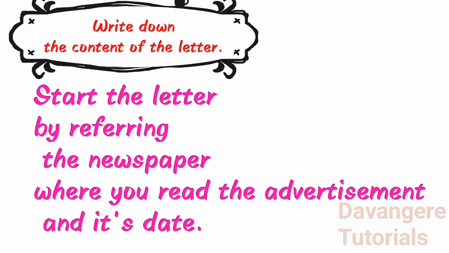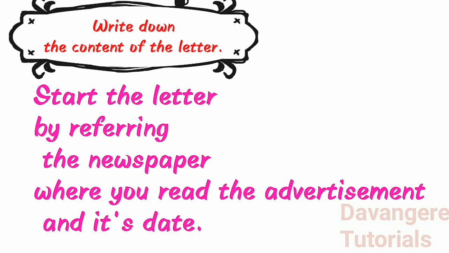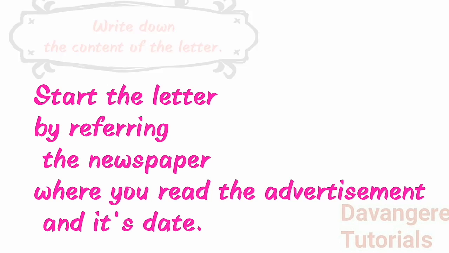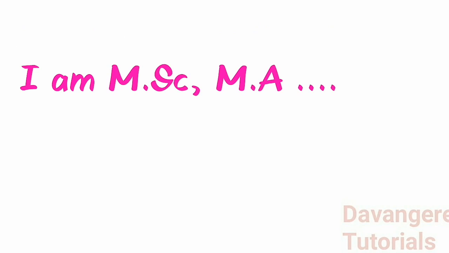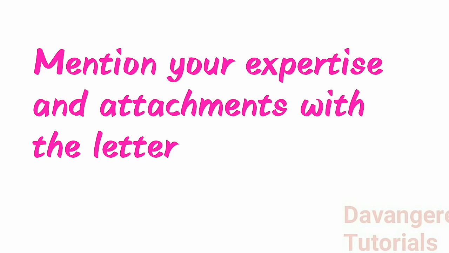Always start the letter by referring to the newspaper where you read the advertisement and its date. Usually, you get these advertisements from newspapers in the wanted columns. Mention your qualification. After referring to the newspaper, you have to mention your qualification, like I am MSc, I am MA. You may tell your specialization. You may mention your expertise and attachments with that letter. It's very easy.